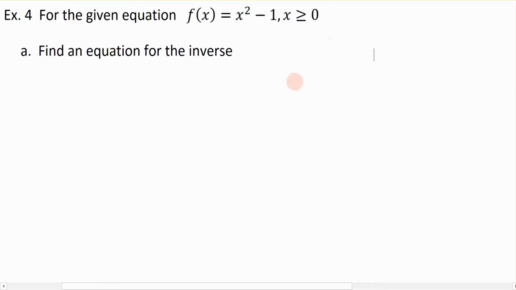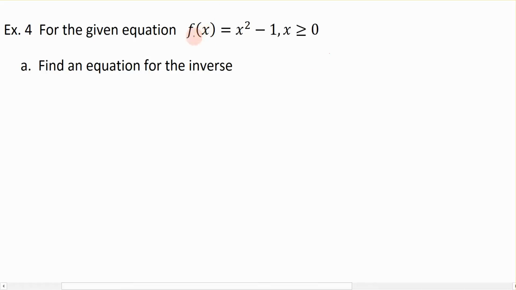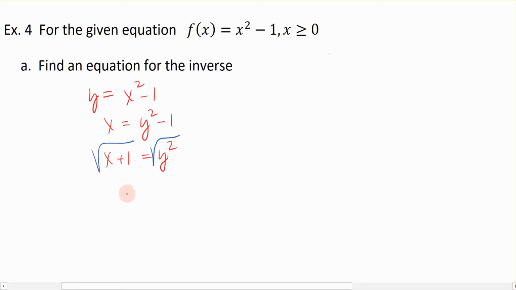We know that we're going to take it out of its function notation and rewrite it as y equals x squared minus 1. From here we can just switch the x's and the y's. So this is x equals y squared minus 1. Trying to solve for y, or get y by itself, I'm going to add 1 to the left hand side. x plus 1 is equal to y squared. And now I'm going to take the square root of both sides. When I do that, I get y is equal to plus or minus the square root of x plus 1.